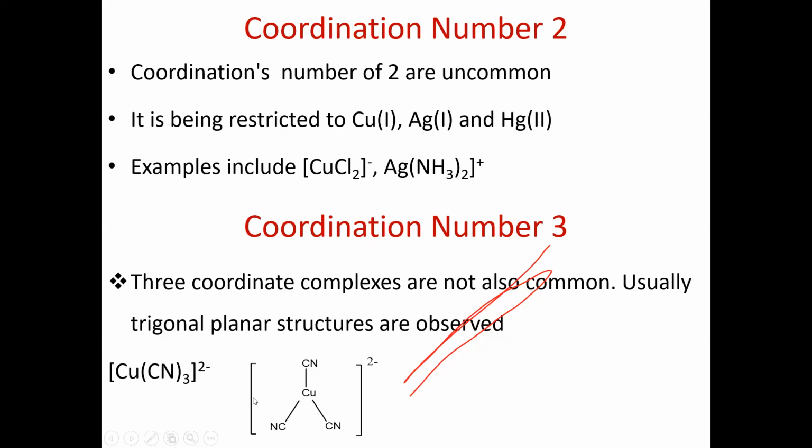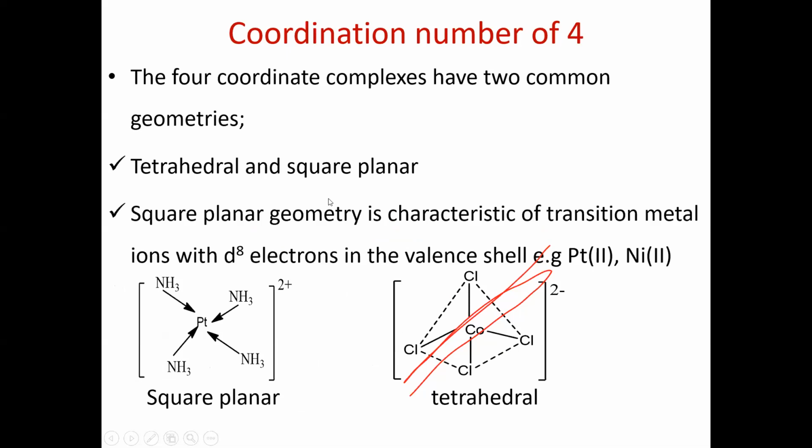Now for 3, copper 1 will also exhibit the coordination number of 3, that is trigonal. So we have 3 minus 2, this is our copper 1. So that is your trigonal planar structure. So for coordination number of 4, we have 2 types. We have the tetrahedral and you have the square planar.